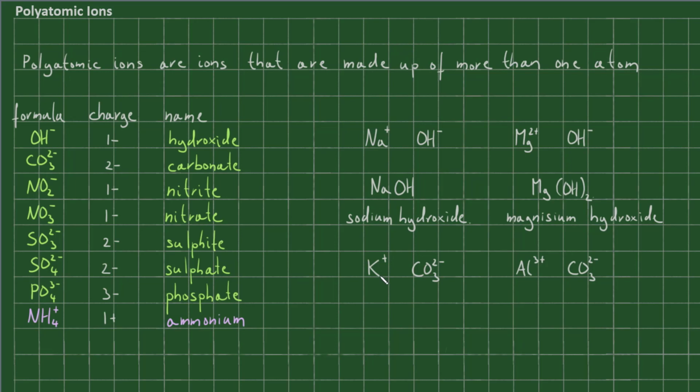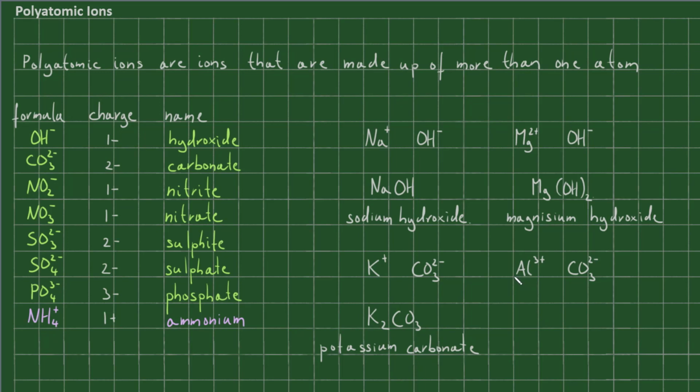Down here on the left, I'm going to combine a potassium cation and a carbonate anion. That will give me potassium carbonate. The formula will be K2CO3, because the charge on the carbonate is 2-. The charge on the potassium is 1, so I will only have 1 carbonate ion.